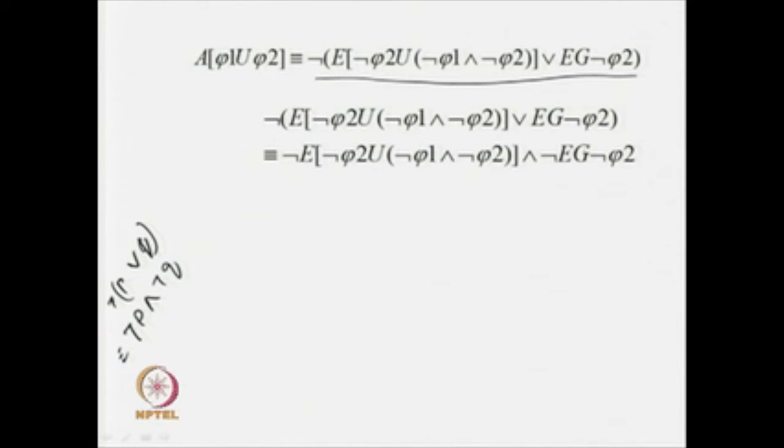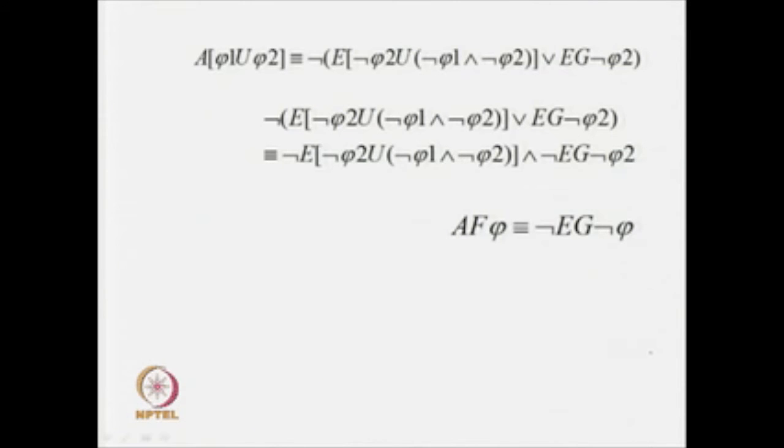I am just pushing this particular negation inside. So, I am getting not of E and this particular portion, and this or becomes an and, with negation of the second part. Okay. So, just using De Morgan's theorem, we are getting a conjunct of two particular formulas. Now, what is this not of E G not of phi 2? Already we have seen this equivalence, that A F phi is equivalent to not of E G not phi. That means we can replace this second part by A F phi 2, and the first part will remain as it is. So, eventually we are getting this.